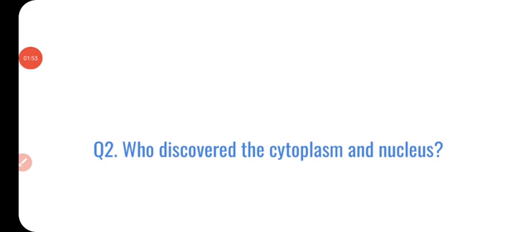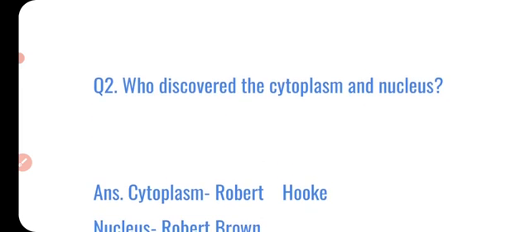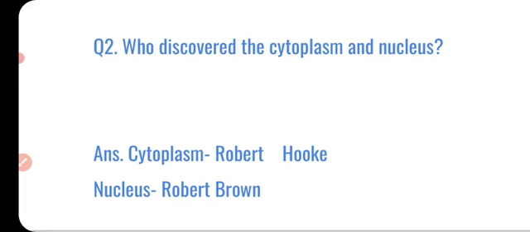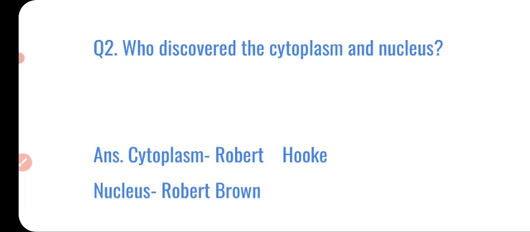Now the second question is, who discovered the cytoplasm and nucleus? Can you guess? So the answer is, the cytoplasm was discovered by Robert Hooke and the nucleus was discovered by the scientist Robert Brown. And these two components of the cells are very important.